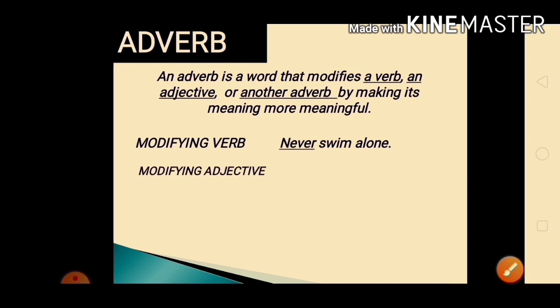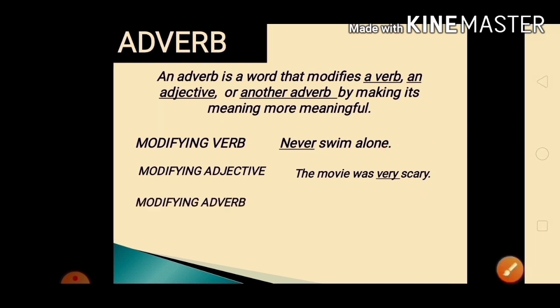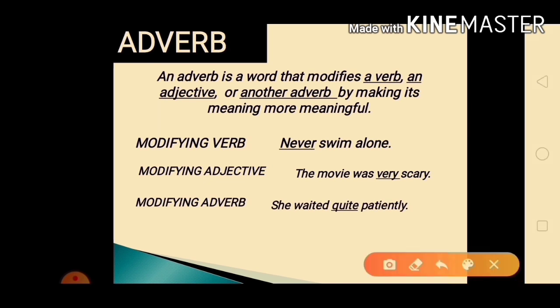Next, modifying an adjective: The movie was very scary. Where is our adjective here? Our adjective is scary, and it is being modified by the word very, which is an adverb. Next, modifying an adverb: She waited quite patiently. In this sentence, the word patiently is our adverb, and it is being modified by another adverb, which is quite.